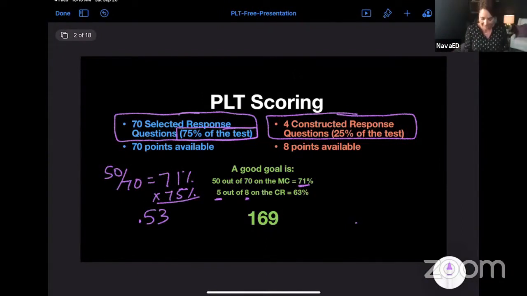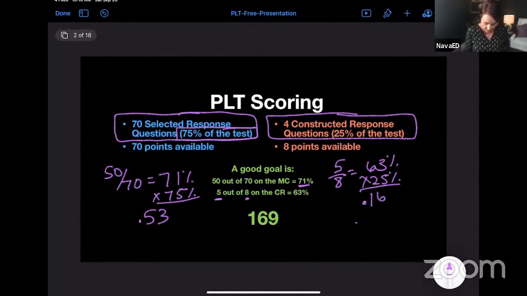We got a 1. So we got a D on the constructed response. So let's take the percentage of that. So I have 5 out of 8. That equals a 63%. But that's 63% of 25% of the test. So what do I do? I multiply that by 25. So 0.63 times 0.25, and I get 0.157. I'm going to go 0.16 here, all right, which is 16%.